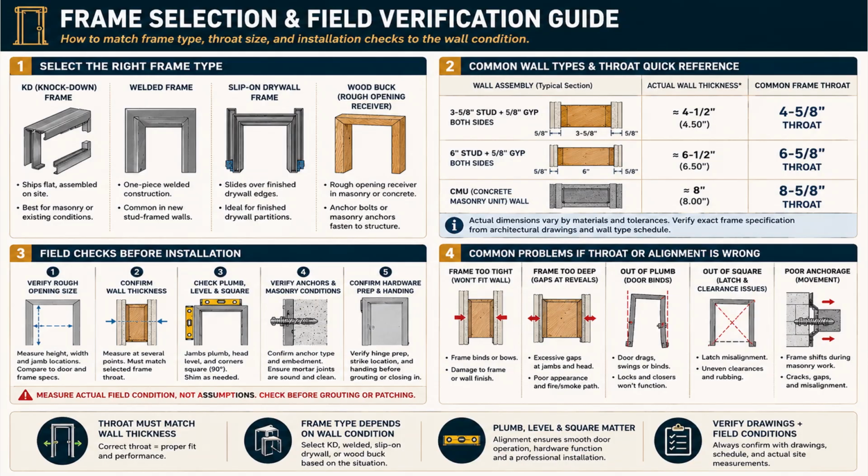A frame too tight won't fit the wall. A frame too deep gives gaps at the reveals. Out of plumb means the door binds. Out of square means latch and clearance problems. Poor anchorage means the frame shifts and cracks. The bottom line: measure the actual field condition, not assumptions, and check before grouting or patching.